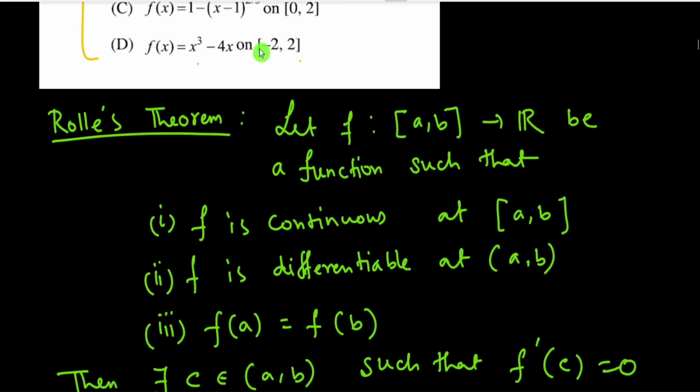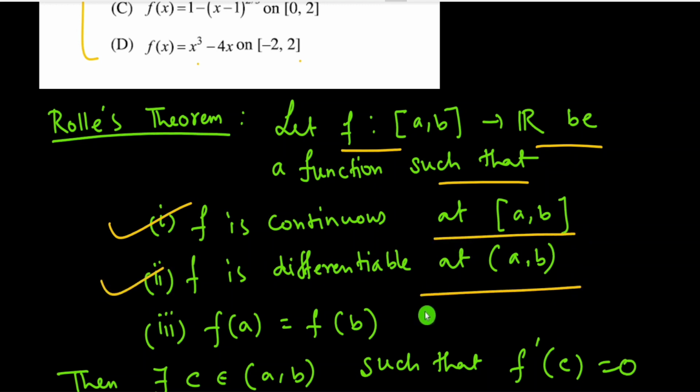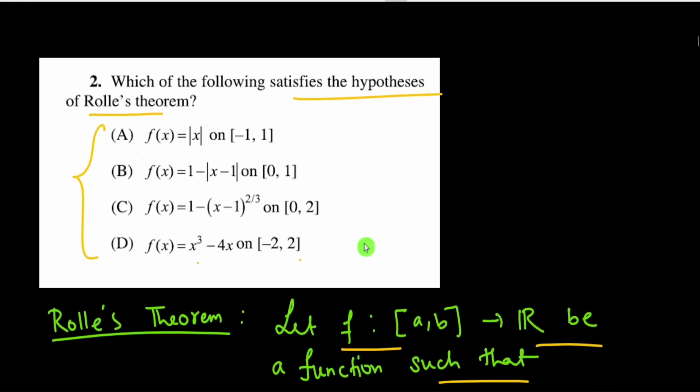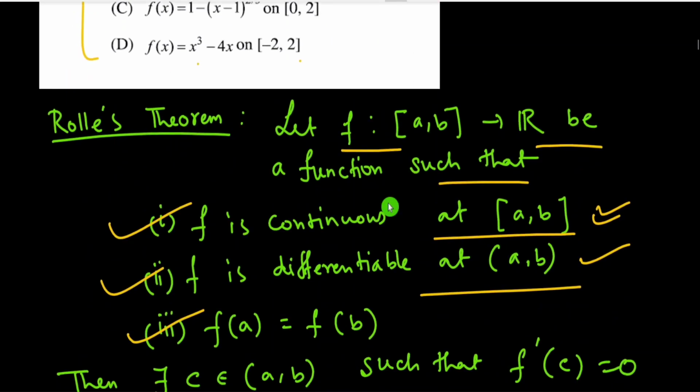Now Rolle's theorem states that let f from closed interval [a,b] to R be a function such that condition number 1, it's continuous on the closed interval [a,b]; 2, it's differentiable on the open interval (a,b); and 3, the functional values at the end points of the interval are the same. Then there exists a point c belonging to the open interval (a,b) such that f'(c) equal to 0. Now we check whether these 3 conditions are satisfied for the options or not.